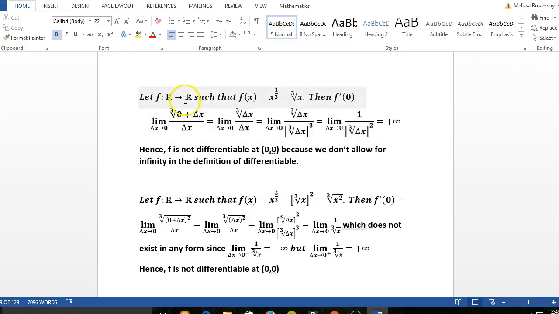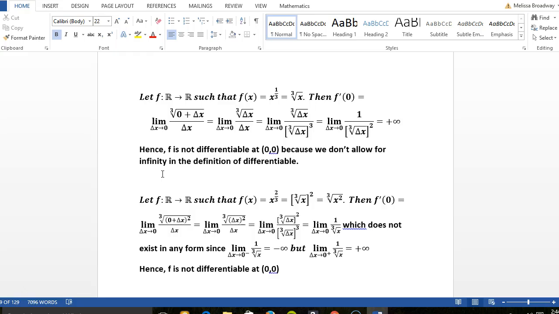Okay, let f be a function from R to R such that f of x equals the cube root of x, which is x to the 1/3 power. That's what it means to be raised to the 1/3 power. Then f prime of 0, well, we get positive infinity if we try it. But we don't allow for infinities when we do differentiability. That's not a good thing. We want a derivative that's finite. Hence, f is not differentiable at (0, 0) because we don't allow for infinity, positive or negative, for that matter. We don't want either type of infinity.